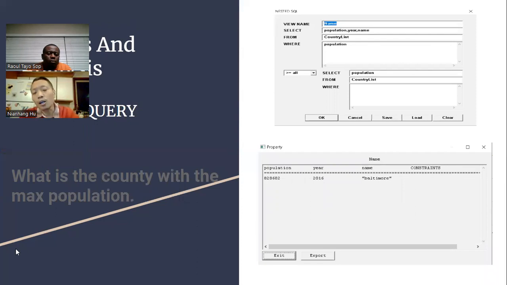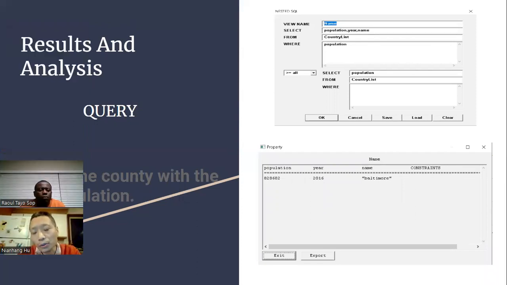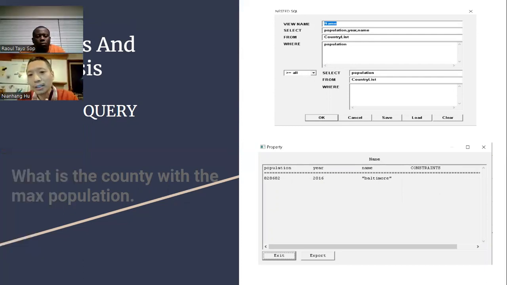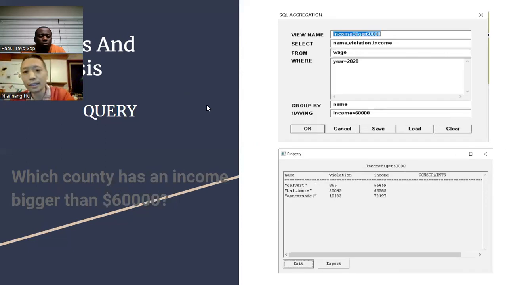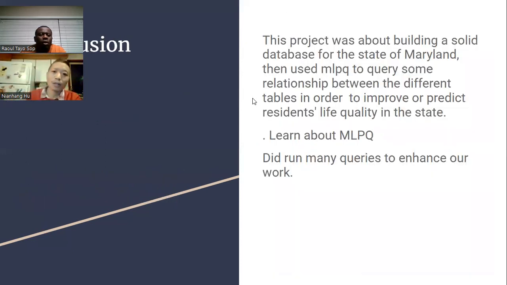Okay, from this page we can see the maximum population in the county list. We use the aggregate function to find the maximum population in the counties.